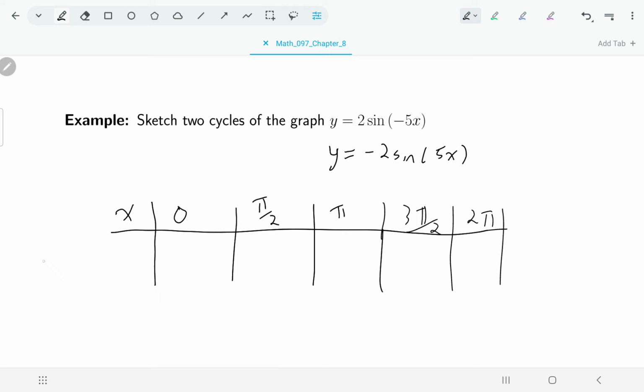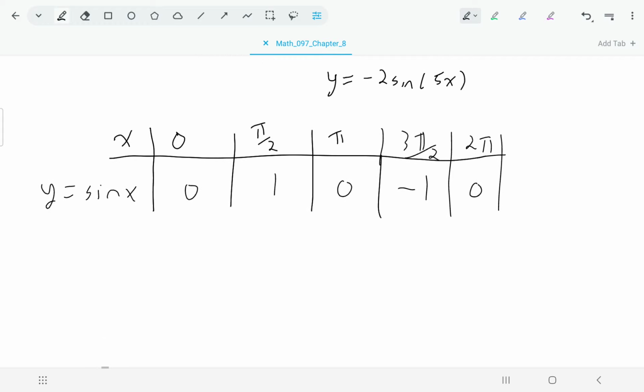And then for our y values for sine of x, it starts at 0, up to 1, down to 0, down to -1, then back to 0. So those are the same 5 points that we had at the very beginning of this video. Now for the transformed graph, all I need to do is a couple of things.